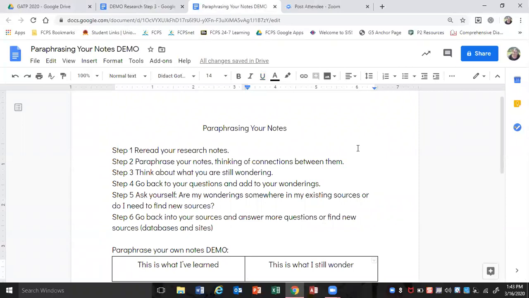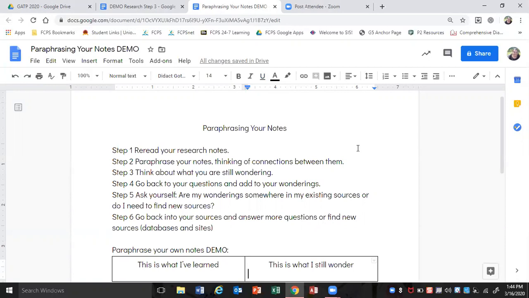Today, we're going to do this with your notes that you've already collected. So the first step is going to be rereading our research notes. Then we're going to paraphrase our notes, thinking of any connections that we find between them. Then the next step is going to be thinking about if there's anything I'm still wondering in my research. And I can go back to my questions and add to the things I'm still wondering and things I may need to research in the future.